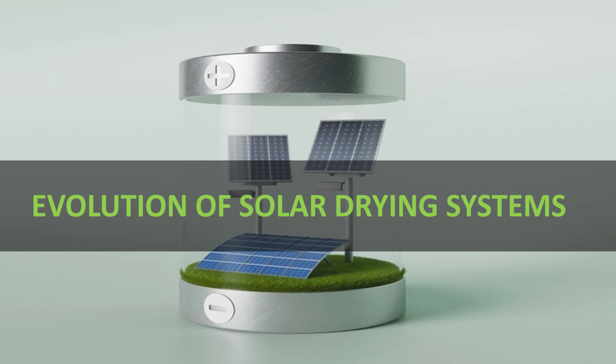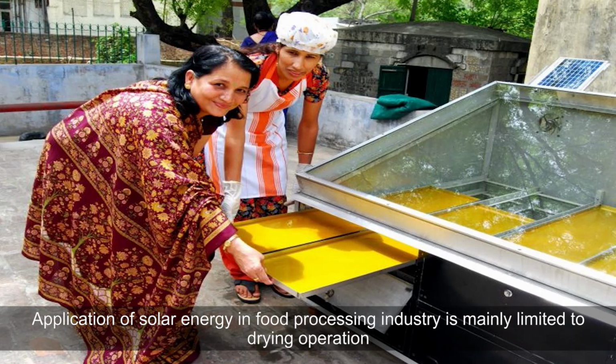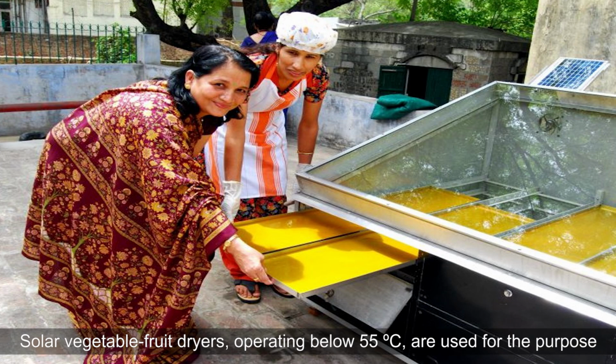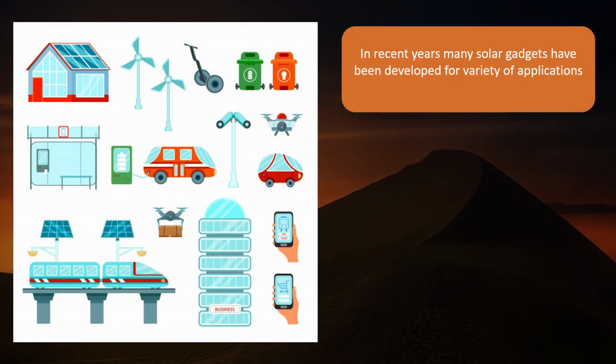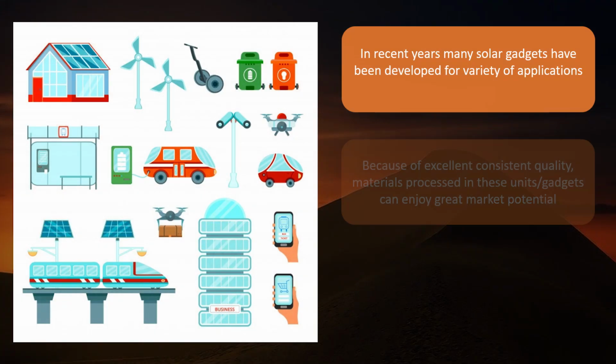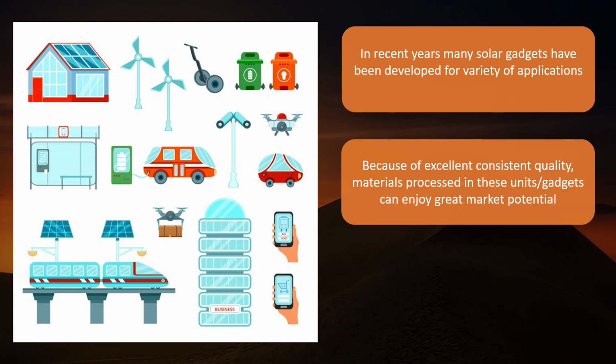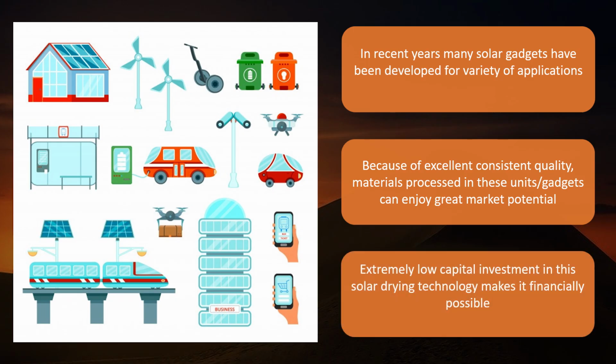Solar drying is the best alternative as a solution to all the drawbacks of natural drying and artificial mechanized drying. Applications of solar energy in the food processing industry are mainly limited to drying operations. Solar vegetable and fruit dryers operating below 55 degrees Celsius are used for this purpose. In recent years, many solar gadgets have been developed for a variety of applications. Because of excellent, consistent quality, materials processed in these gadgets can enjoy great market potential. Extremely low capital cost investment in solar dryer technology makes it financially possible.